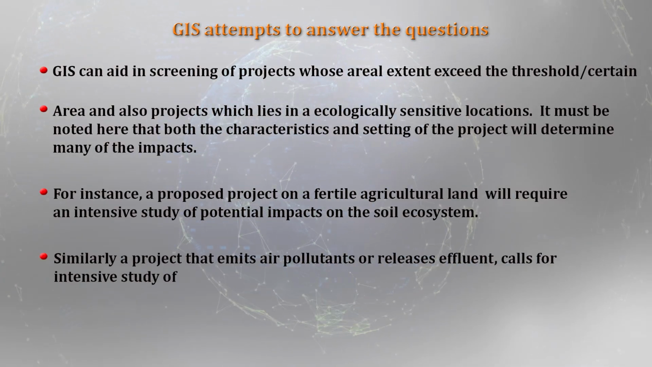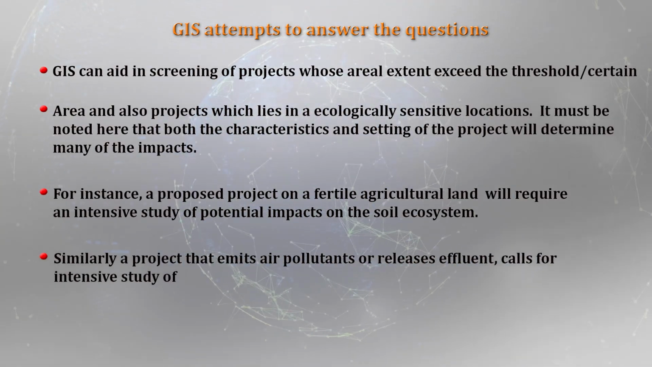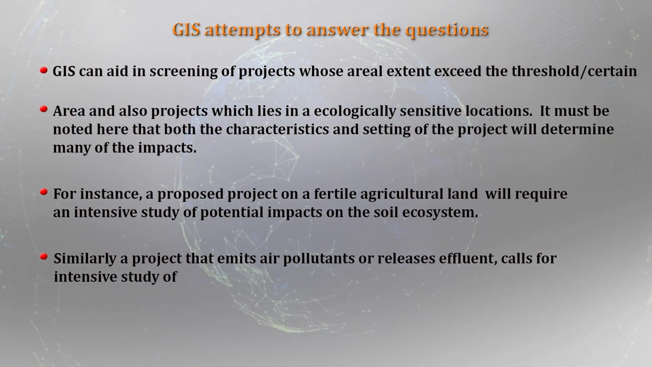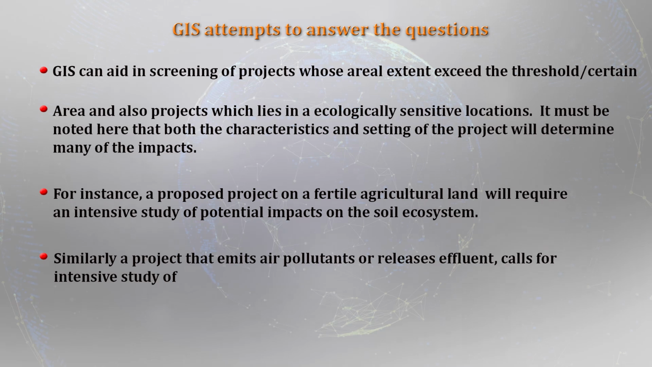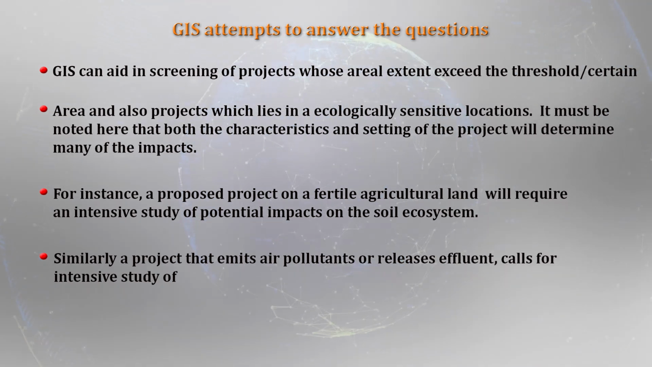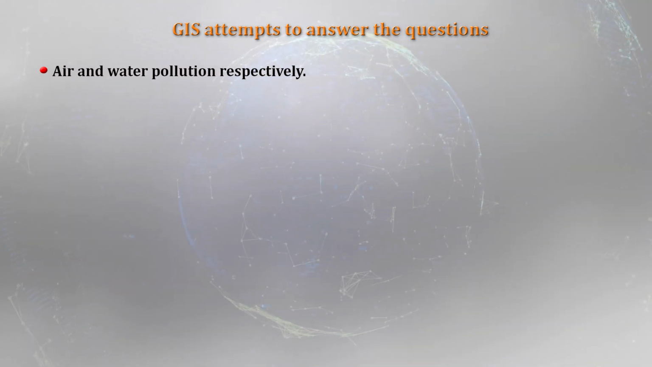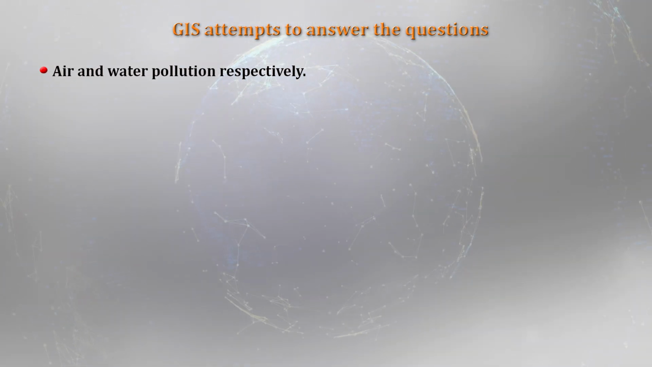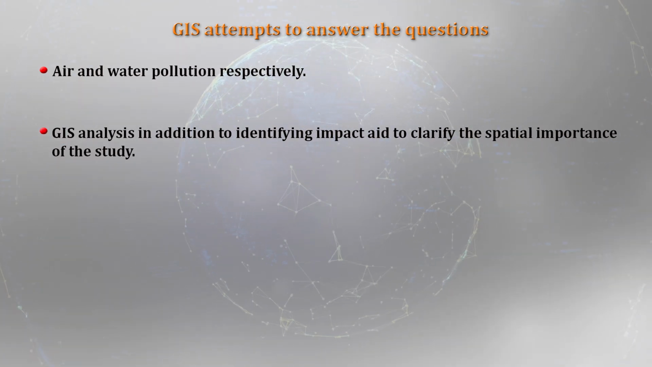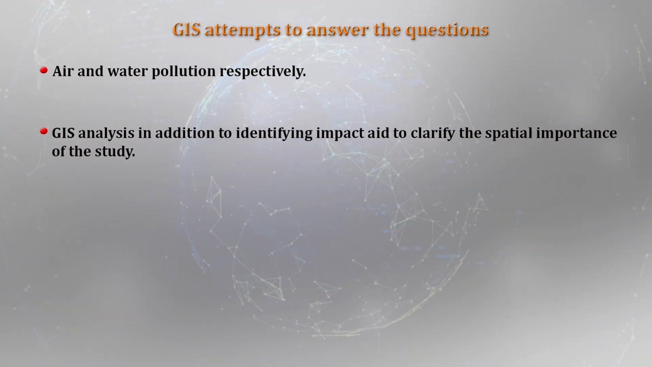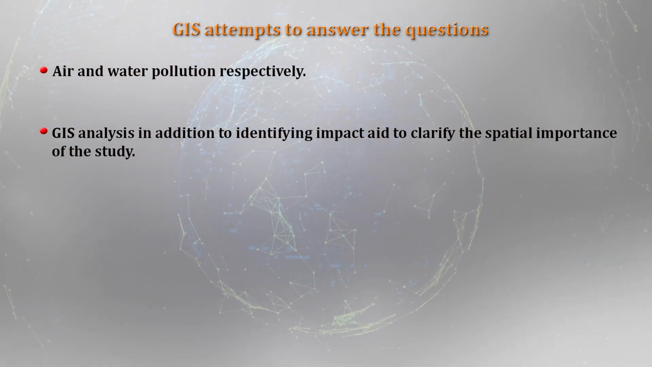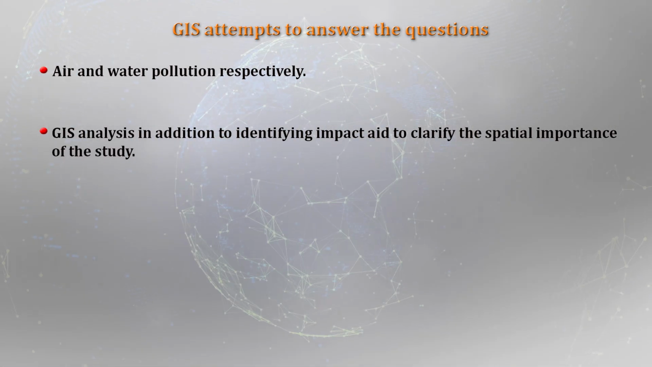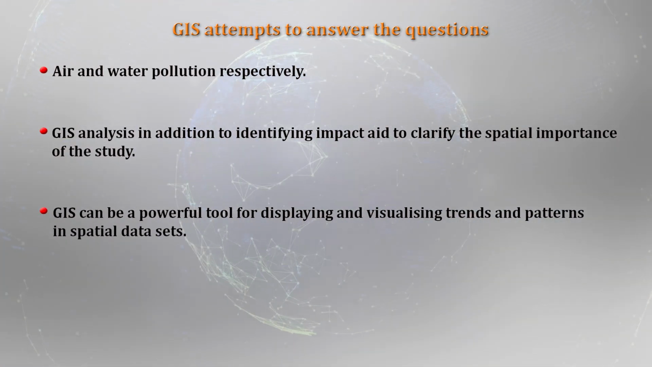Similarly, a project that emits air pollutants or water pollutants calls for intensive study of air and water pollution. If it is air pollutants, definitely we need to look at the air pollution aspect; more intensive study is required on that. And when you look at GIS analysis, in addition to identifying the impacts, it also aids to clarify the spatial importance of the study, because whenever you talk about the spatial, it goes hand in hand with GIS.